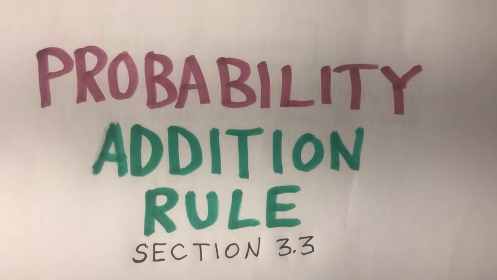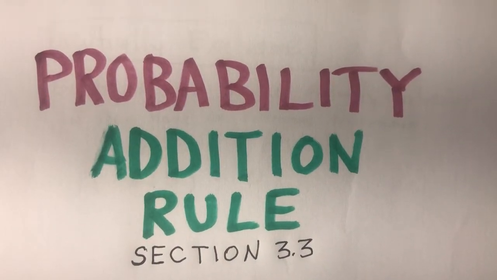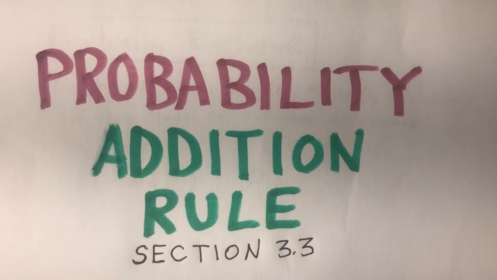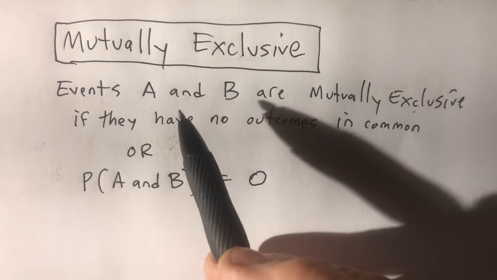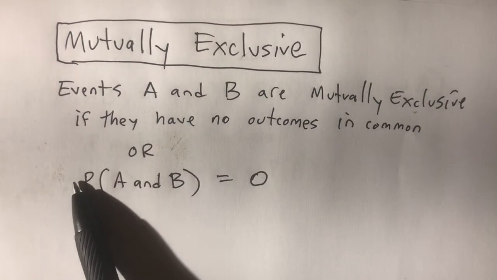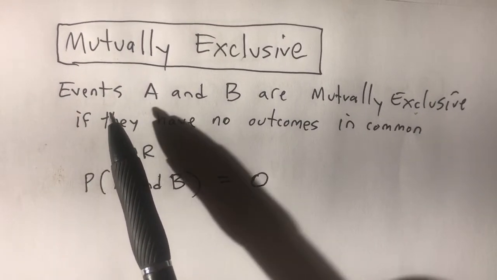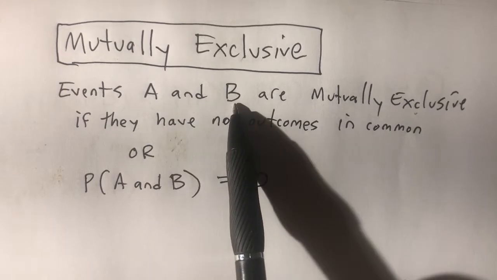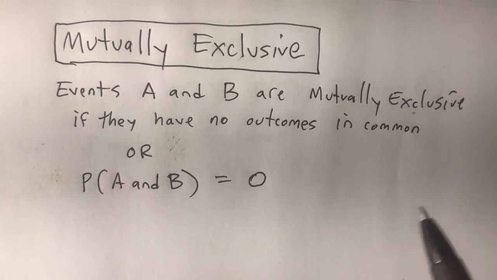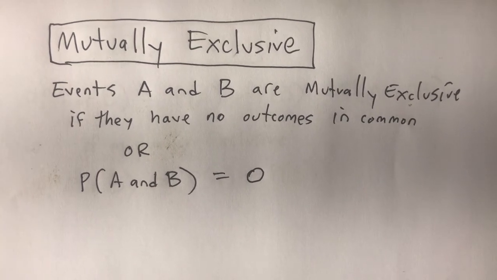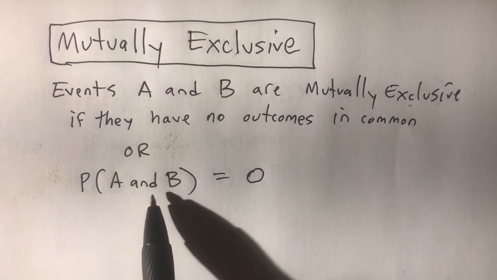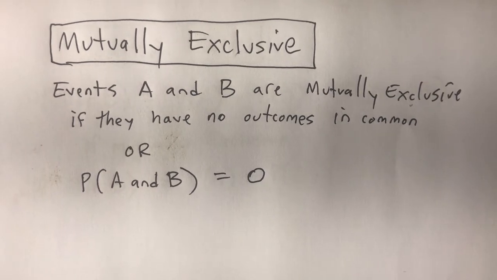All right, today in probability we're looking at the addition rule. First thing we need to look at is what's called mutually exclusive. Mutually exclusive is this right here. When you have two events A and B, they're mutually exclusive if they have no outcomes in common, which means the probability of A and B is 0.